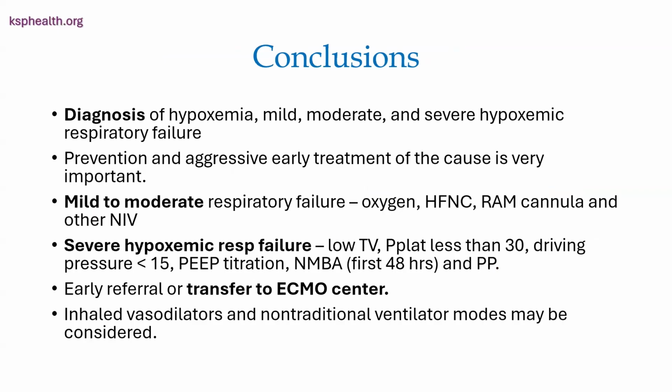Conclusions. In hypoxemic respiratory failure, first categorize whether mild, moderate, or severe based on the Berlin criteria, PF ratio 200 to 300, 100 to 200, and less than 100. Prevention, aggressive early treatment of the underlying disease is the most important way of preventing and lessening the effect of ARDS.